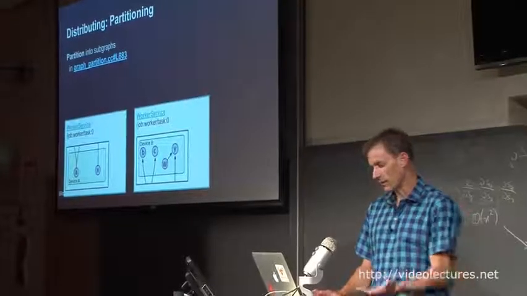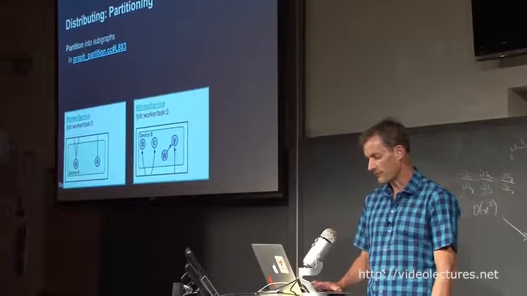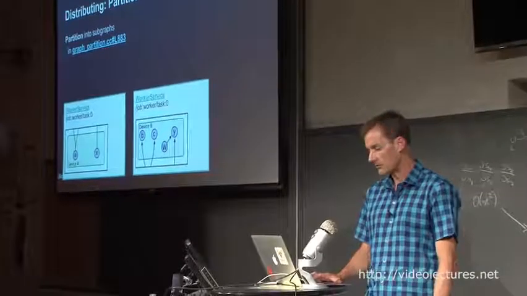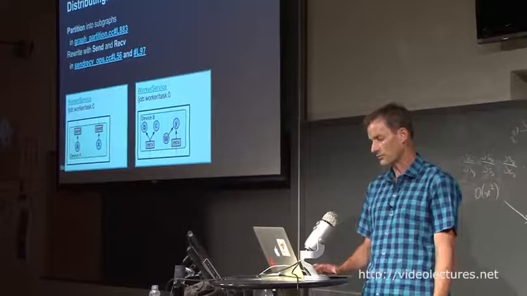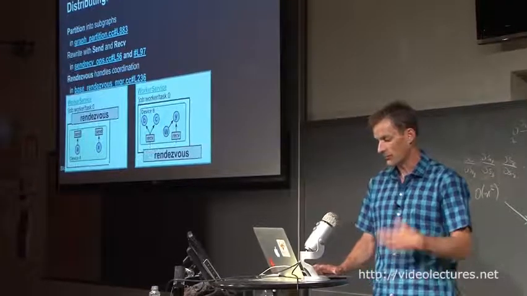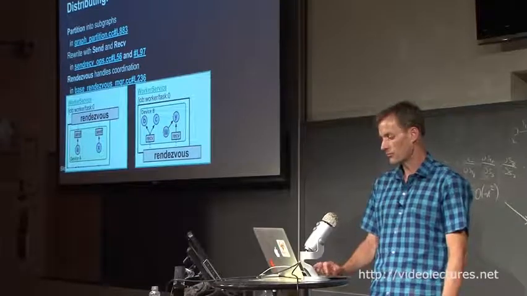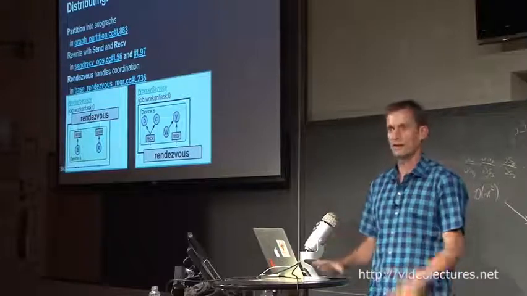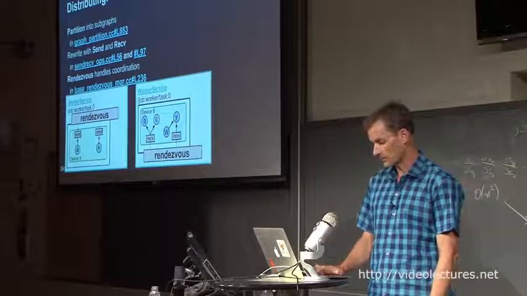And so one of the first things that happens is we partition this graph into subgraphs after we've made placement decisions, and we insert the send and receive nodes. And then we have this thing called a rendezvous. That's how the send and receive nodes coordinate their activity together.